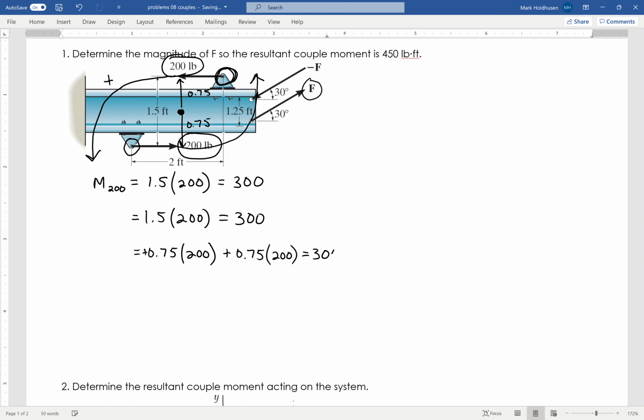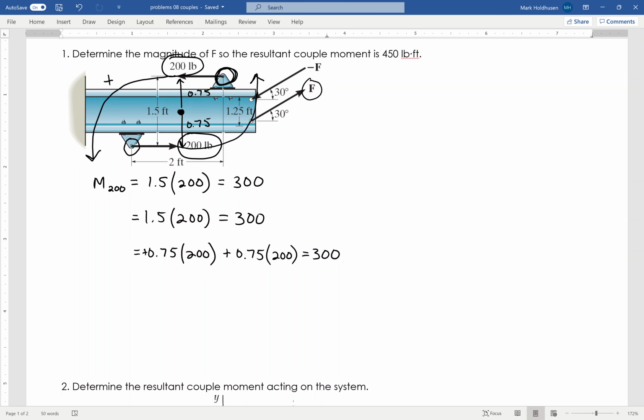I can keep doing this forever. It does not matter where I take the moment about, I'm always going to get the same answer when I have a couple. This is only true for couples. Couples are free vectors. So what I can do with a couple is treat each couple independently and then just add them together. I can do that because I can sum the moment about any point I want. So I'll sum the one point for one couple with another point for another couple. I get the same answer either way. So we break them up, we do couple by couple, to make our life easiest.